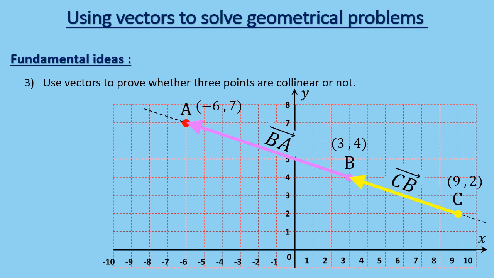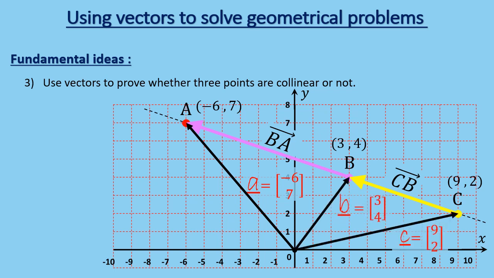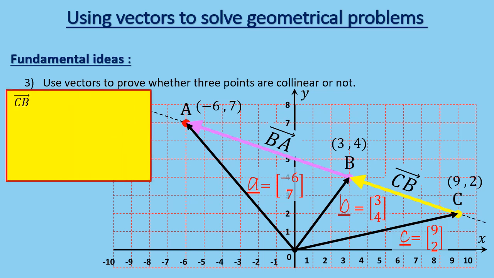Okay, let's use vectors to prove that points A, B, and C are collinear. To start, I will draw the position vectors of points A, B, and C, and denote them as A, B, and C, respectively. Next, I will use these position vectors to find the vectors CB and BA. Vector CB is equal to the position vector of point B minus the position vector of point C. So, vector CB equals the column vector (3, 4) minus the column vector (9, 2) to get column vector (-6, 2) as the result.